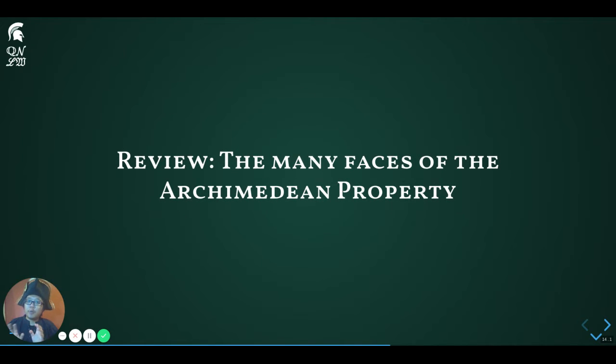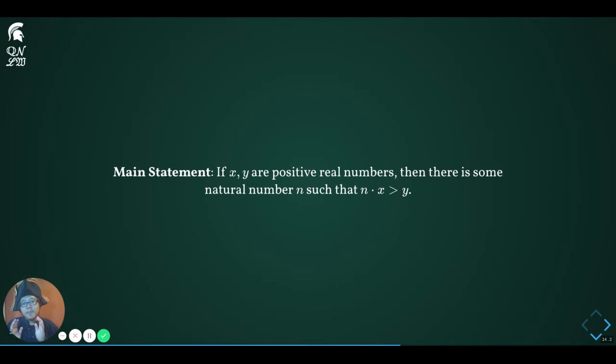We start by reviewing a few forms of the Archimedean property. The main statement we already discussed last week. It says that if x and y are positive reals, then you can find a natural number n so that n times x is bigger than y.